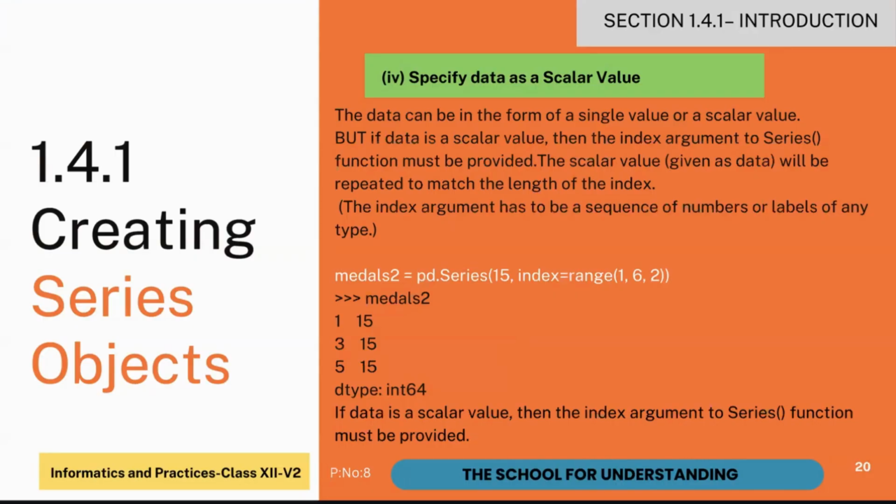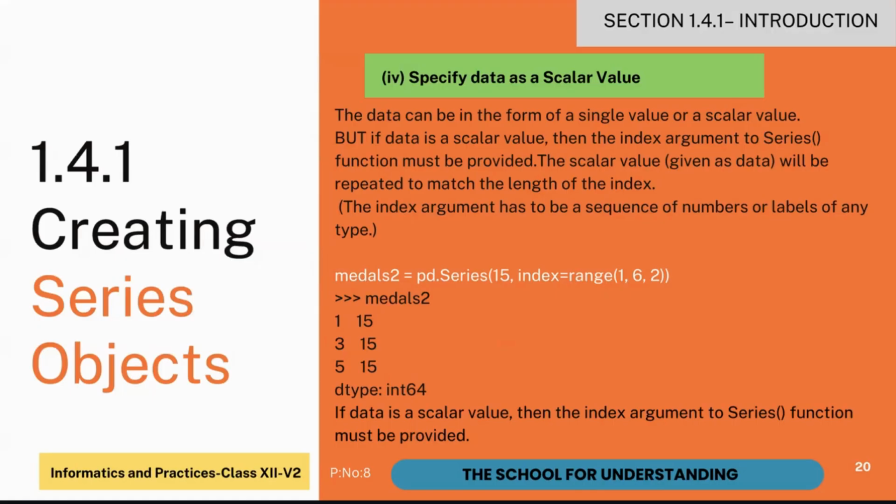So we can create a series object using a scalar value. If you look here, we are creating a series object by passing 15. This is nothing but a scalar value, and we are going to give the index. For the index, we are using the range function from 1 to 6 with step 2. The index will be 1, 3, and 5, and the output is repeated 3 times.